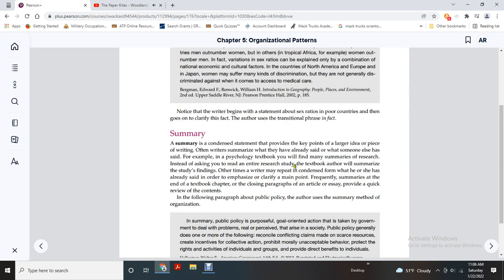Often the writer may repeat, in condensed form, what he or she already said in order to emphasize and clarify the main point. Summaries frequently appear at the end of a textbook chapter or in the closing paragraphs of an article or essay to provide a quick review of the contents. In the following paragraph about public policy, the author gives a summary of the topic.